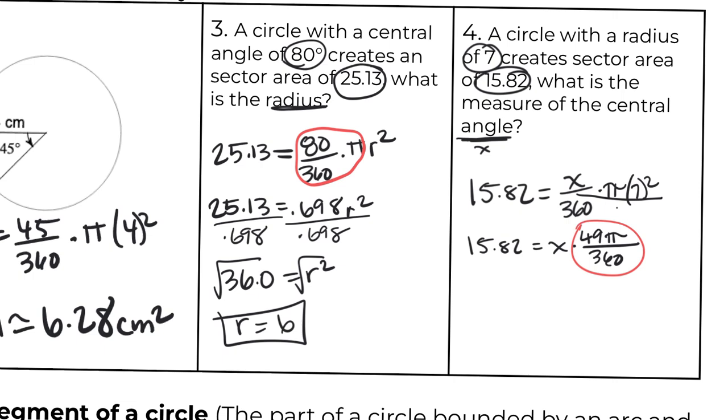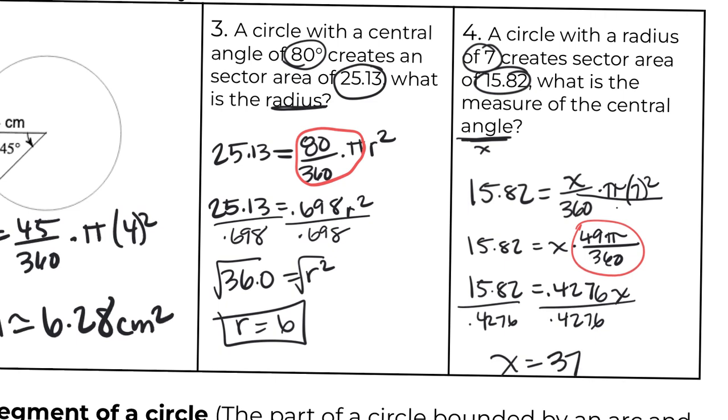That I will put into my calculator. 49 pi divided by 360 gives me 0.4276. So 15.82 equals 0.4276x. Divide both sides by 0.4276. So x is going to be equal to about 37. And I didn't have units, so that's my answer.